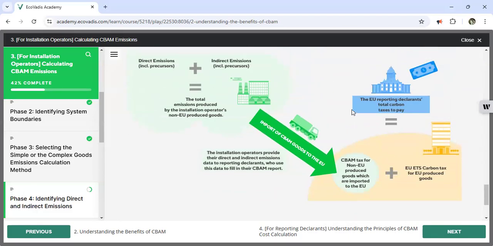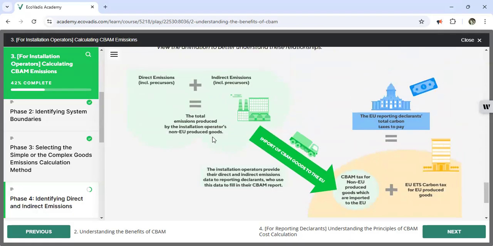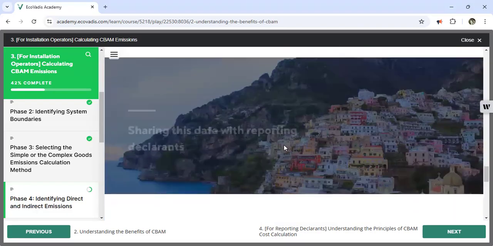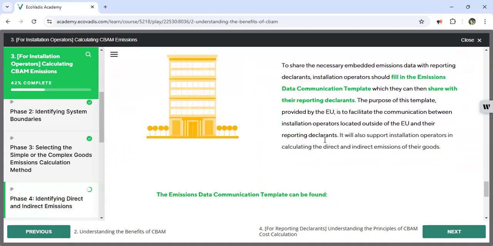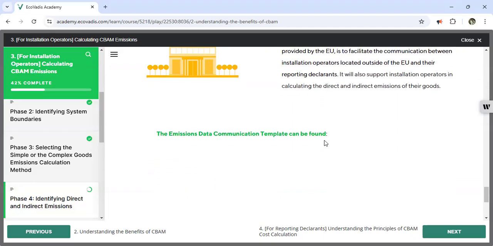How should installation operators share this information with their reporting declarants? Sharing this data with reporting declarants. To share the necessary embedded emissions data with reporting declarants, installation operators should fill in the emissions data communication template, which they can then share with their reporting declarants. The purpose of this template, provided by the EU, is to facilitate the communication between installation operators located outside of the EU and their reporting declarants. It will also support installation operators in calculating the direct and indirect emissions of their goods.